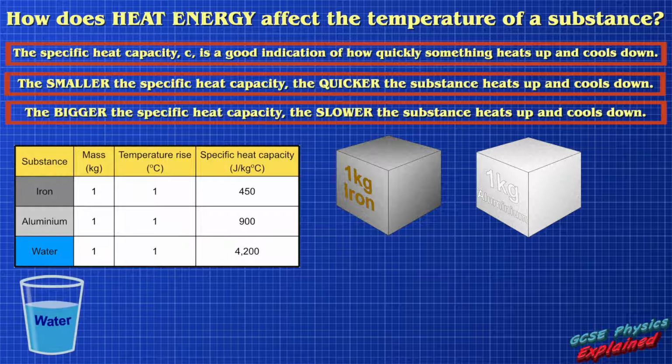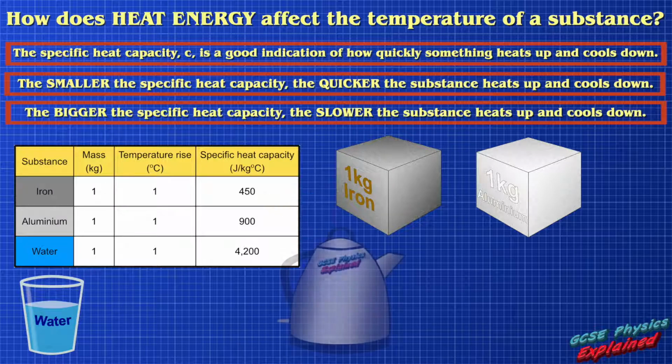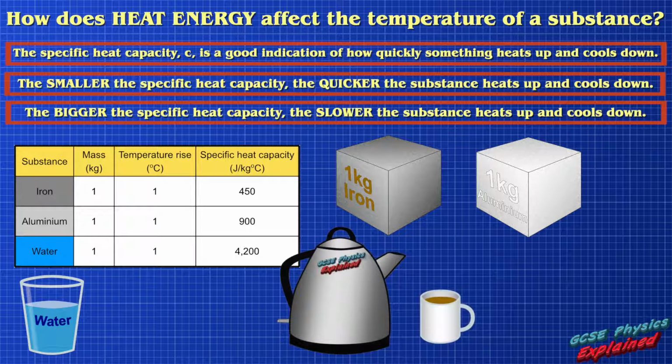Water has a very high specific heat capacity and needs 4,200 joules of heat energy to make 1 kilogram of water heat up by 1 degree. That's nearly 10 times more energy than iron needs. That's why when you boil the kettle to make a cup of tea, you should only use as much water as you need for your brew, or you're wasting a lot of energy and money.